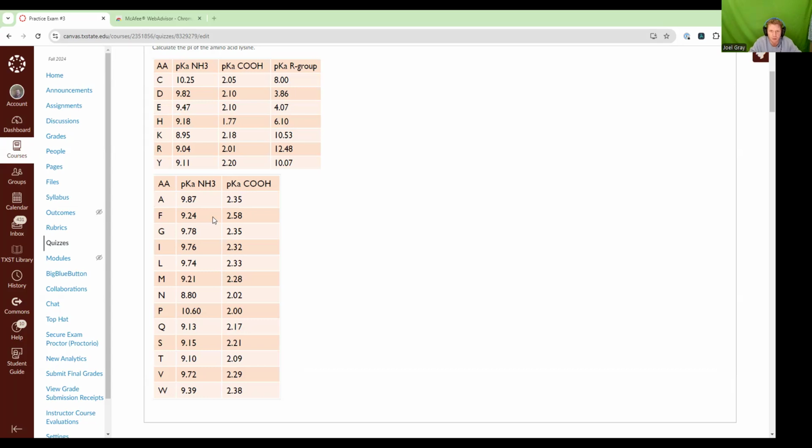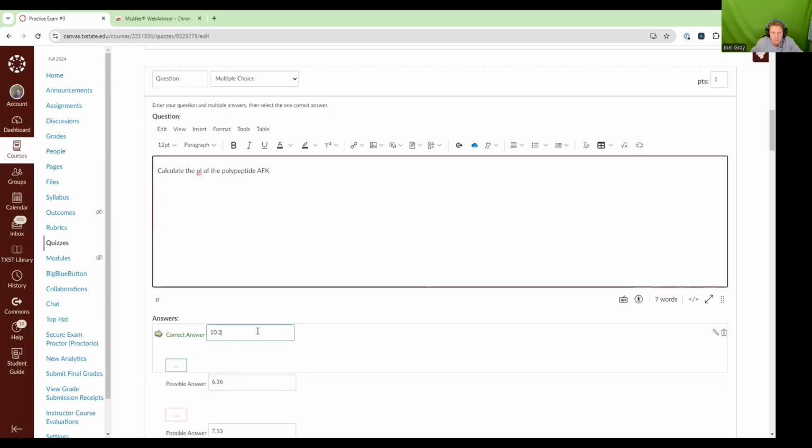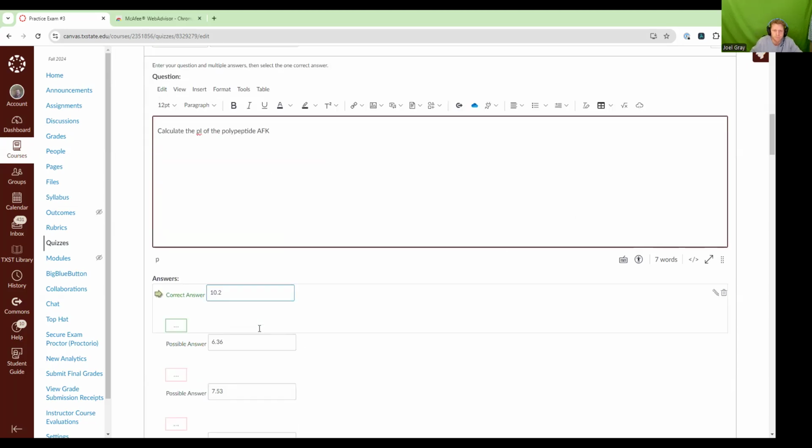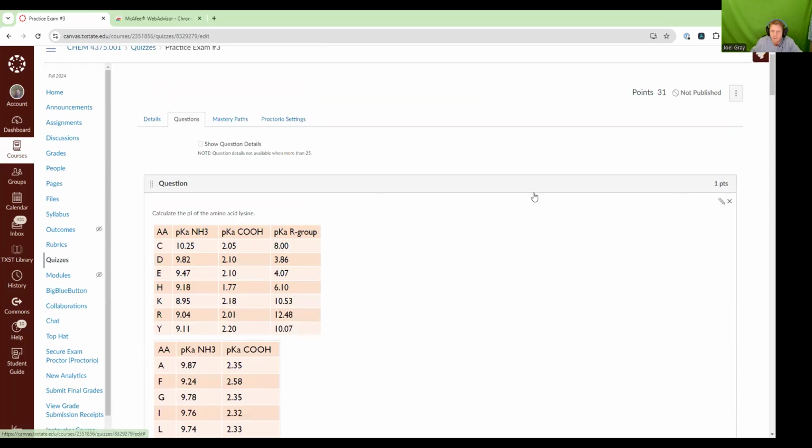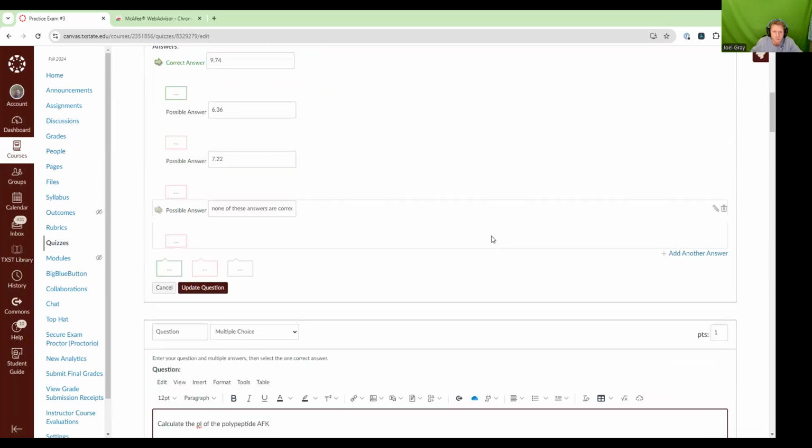do is we're going to take our calculator, 10.53 plus 9.87 divided by 2, and I get a PI of 10.2. 10.2, 10.20. Okay, my correct answer that's indicated is 10.2. Now, some of these other answer options, let's make sure that I didn't make any duplicate ones on there.